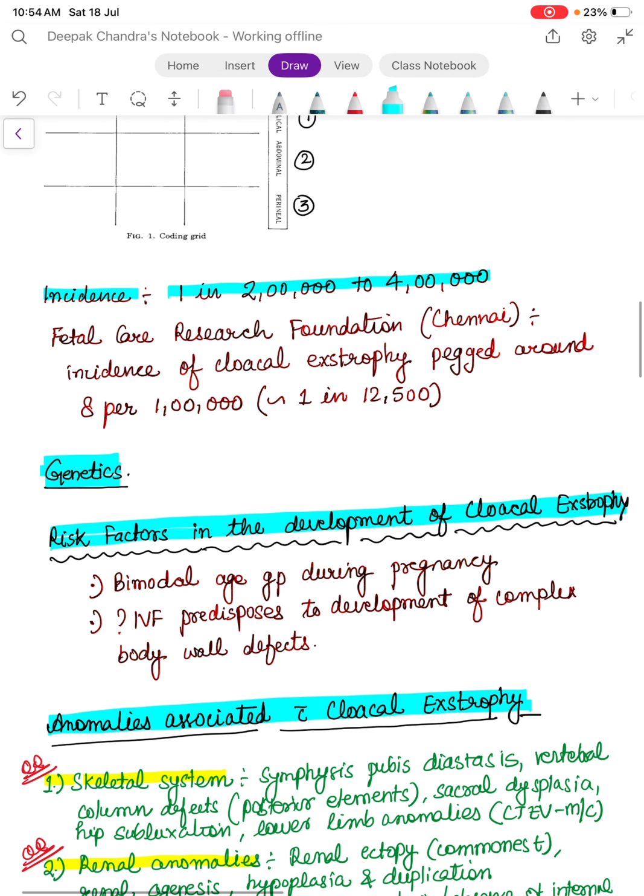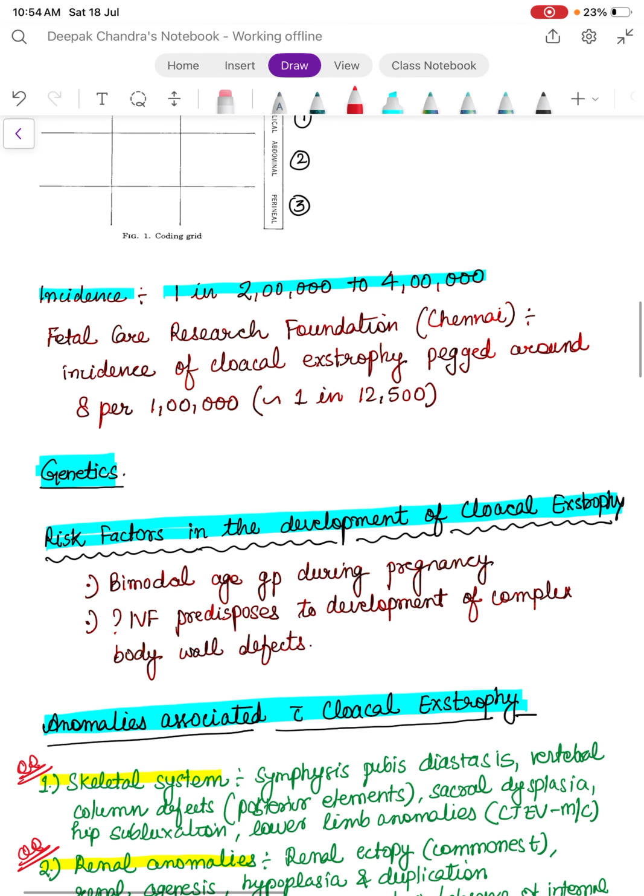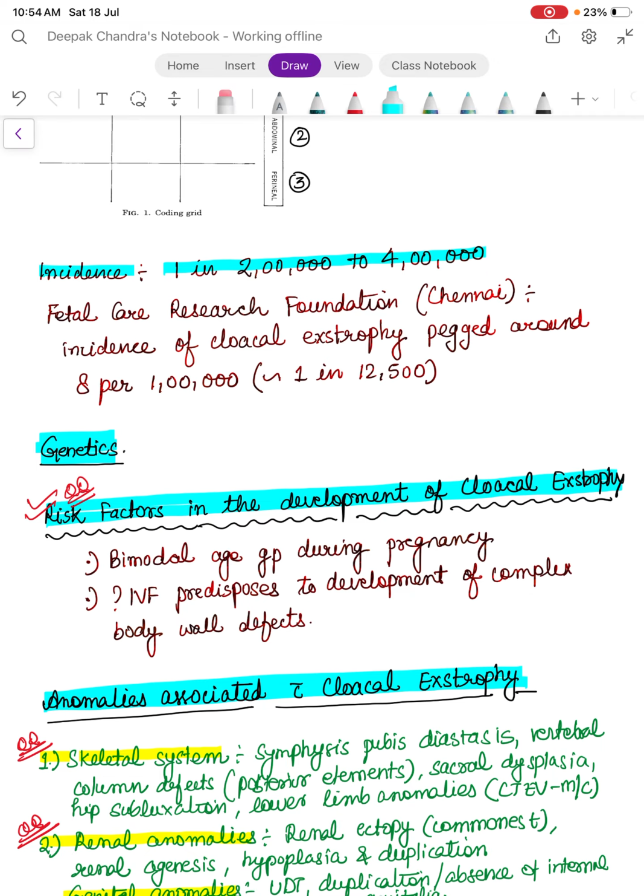Now we are going to discuss the risk factors in the development of cloacal exstrophy. We have to remember that a bimodal maternal age during pregnancy, that means at the extremes, someone of a young age or someone of a late age, somewhere less than 20 or more than 30, 31, is a risk factor for the development of cloacal exstrophy. And then as per a few reports, in vitro fertilization predisposes to the development of complex body wall defects.